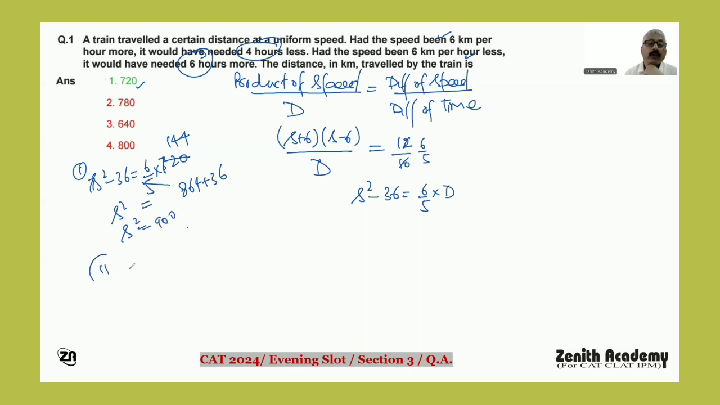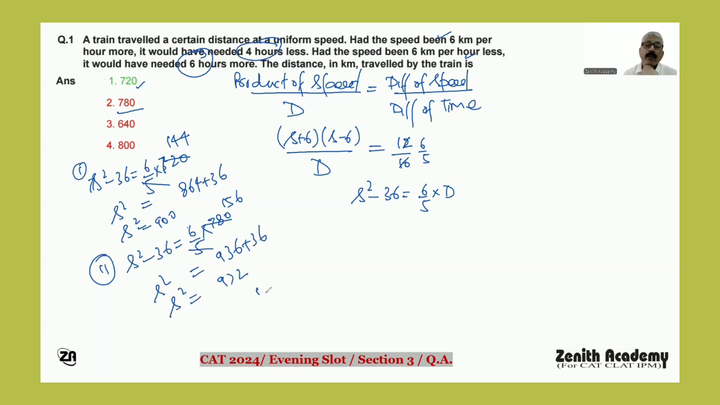If I take the second option, 780, then s square minus 36 is 6 by 5 of 780. 780 divided by 5 is 156. 156 into 6 is 936, and plus 36, s square is 972. If I take the third option, then s square minus 36 is equal to 6 by 5 into 640, right?